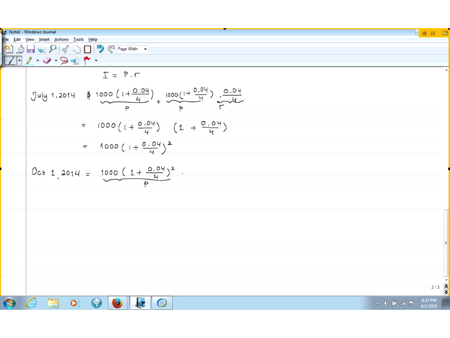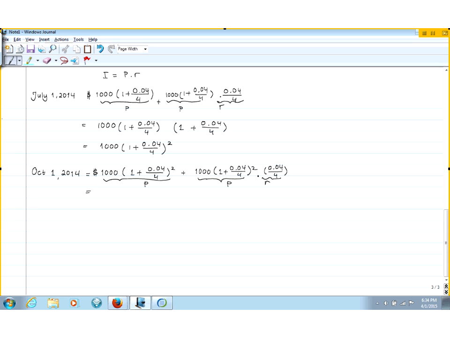But she invested it for another 3 months from July to October, so she earns the interest. And the interest is equal to the principal times the rate. So the principal is 1,000 times 1 plus 0.04 over 4 squared, multiplied by the rate. The interest rate is 0.04 divided by 4.